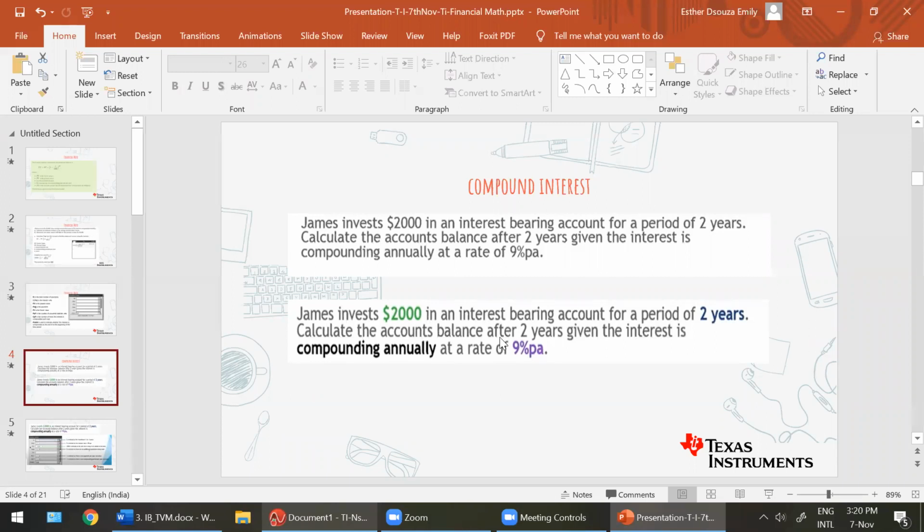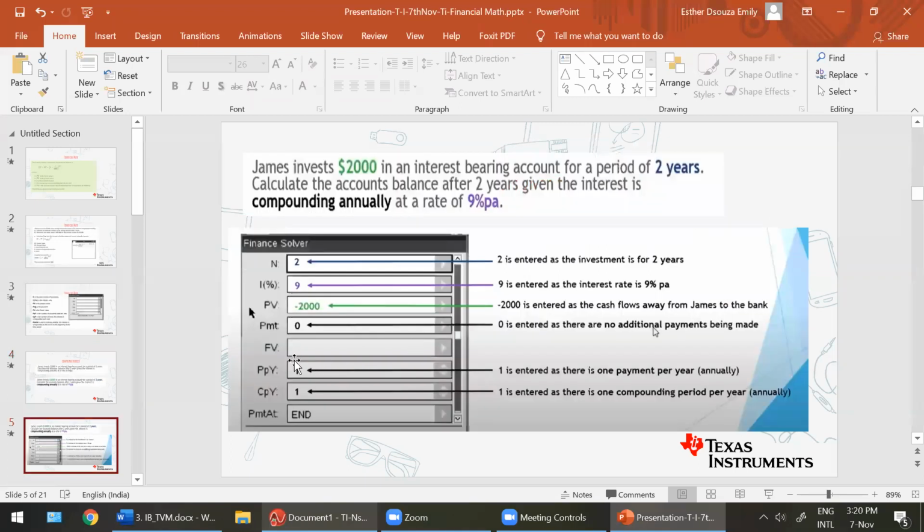Let me see what the chat has. The chat says future value. Very good. So you can take a look at the next slide. It says future value. Students, I'd encourage you now to move into the finance solver mode, and type N as 2, I as 9, PV as negative 2000. Why negative 2000? Because this cash flow is moving out of the hands of James. Then PMT is going to be 0 because there are no additional payments being made.